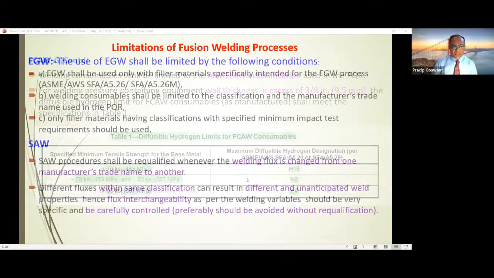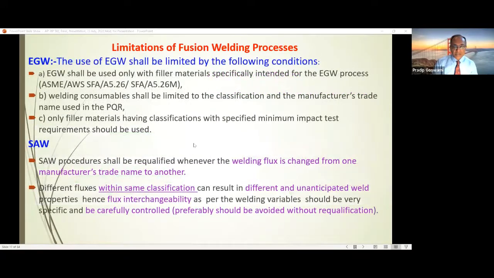And next to look at is electrogas welding. Electrogas welding is a very specific process, and it's not very popular or commonly used everywhere, but wherever it is used, it can be used provided it meets a certain specific guideline as specified here.